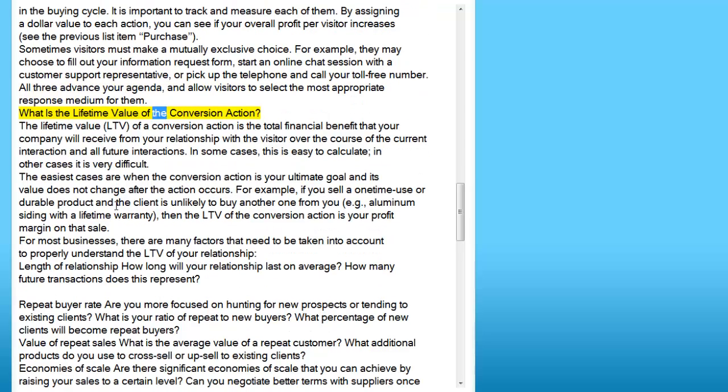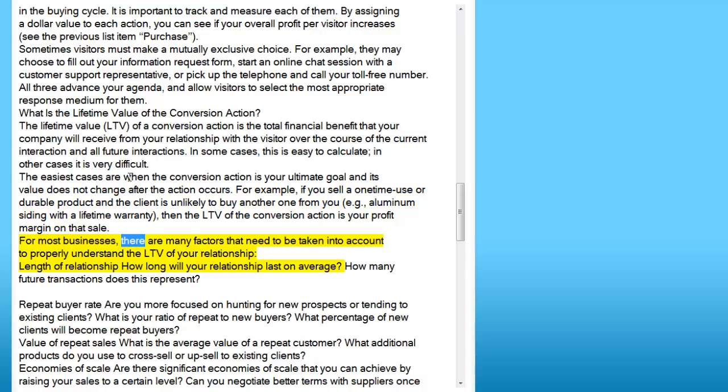What is the lifetime value of the conversion action? The lifetime value (LTV) of a conversion action is the total financial benefit that your company will receive from your relationship with the visitor over the course of the current interaction and all future interactions. In some cases, this is easy to calculate; in other cases it is very difficult. The easiest cases are when the conversion action is your ultimate goal and its value does not change after the action occurs. For example, if you sell a one-time use or durable product and the client is unlikely to buy another one from you, e.g., aluminum siding with a lifetime warranty, then the LTV of the conversion action is your profit margin on that sale.